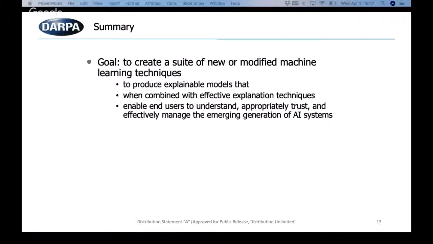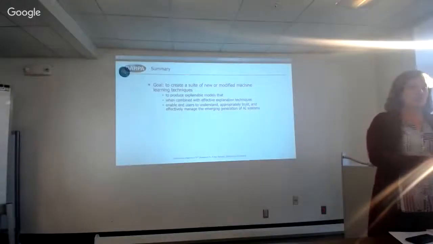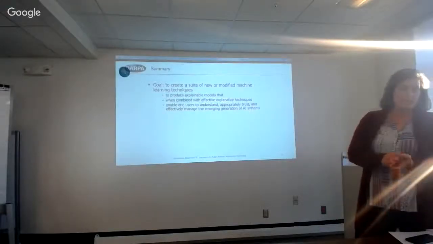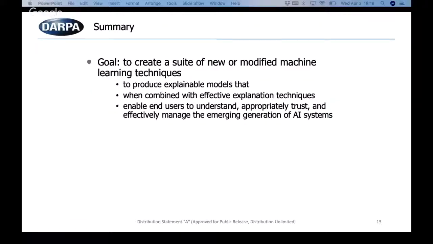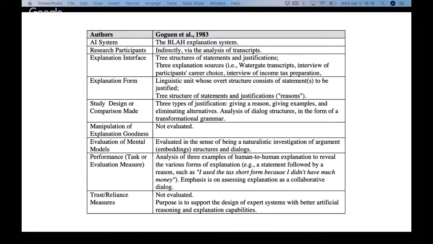That's what they're saying right now. And so to do that, this is their end goal: to create a suite of new or modified machine learning techniques to produce explainable models that, when combined with effective explanation techniques, enable end users to understand, appropriately trust, and effectively manage the emerging generation, right? So hopefully.